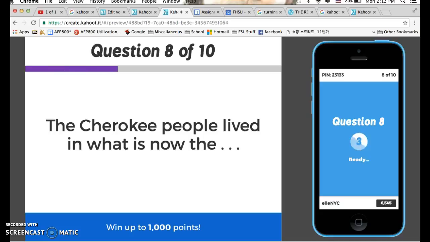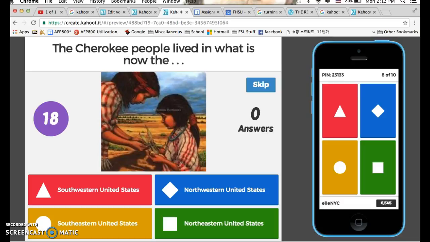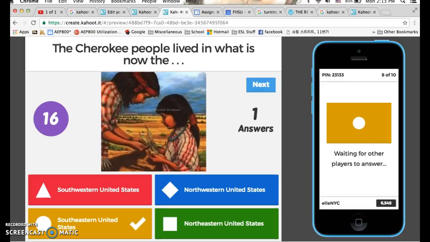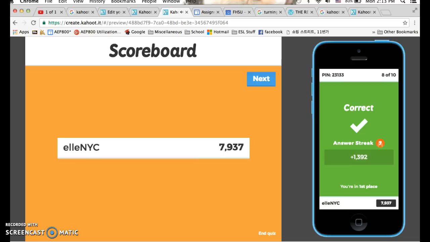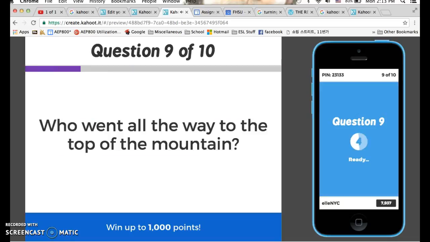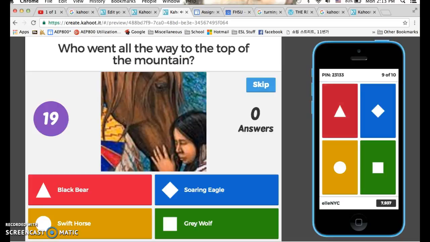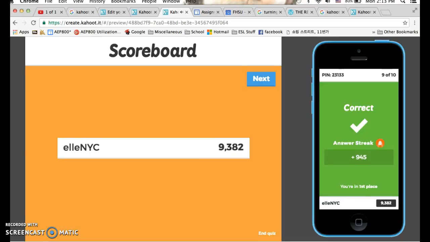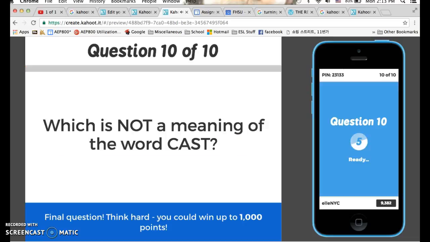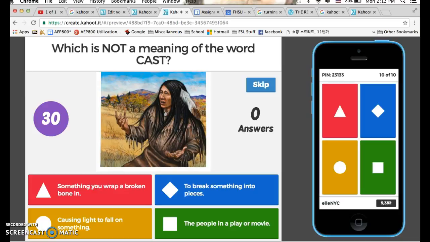The Cherokee people lived in what is now what part of the United States? The southeastern United States. Who went all the way to the top of the mountain? Okay, which is not a meaning of the word cast. So this would be a lot of English for my students to read all in one session, so I gave them 30 seconds for this question.